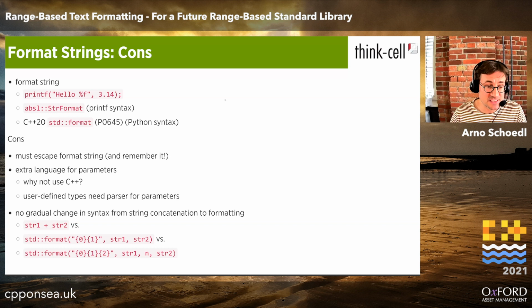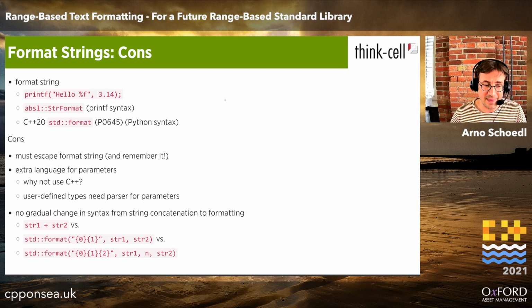Now, here's another grief I have with format strings. There is essentially no gradual change from string concatenation to the format string. So if someone would write code to concatenate two strings, you would just write string 1 plus string 2, right? So easy enough. So there you are plainly in the string concatenation world.